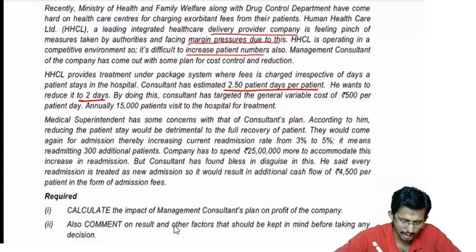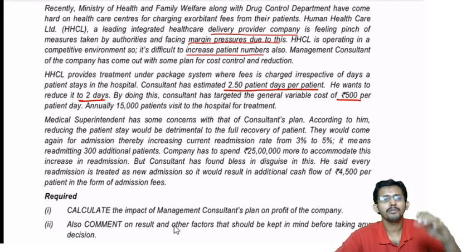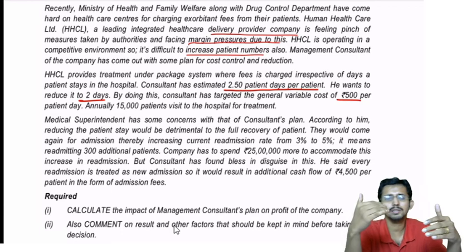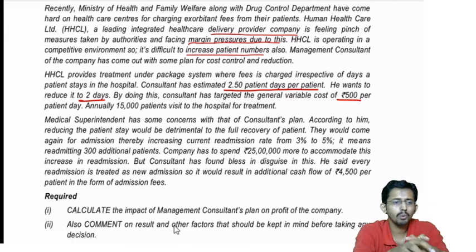By doing this, the consultant has targeted a general variable cost of rupees 500 per patient day. What's happening here? When you reduce the average patient stay from 2.5 to 2 days per patient, the general variable cost will come down, because variable cost depends upon the number of patient days. So when there is a reduction in the number of patient days, the general variable cost, which is estimated to be rupees 500 per patient day, will come down. So the savings will be rupees 500 per patient day.